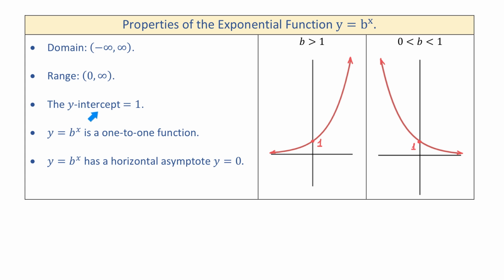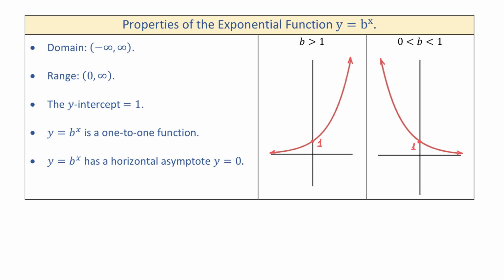Next, the y-intercept of the exponential function is equal to 1. So this means that the exponential function crosses the y-axis at 1. And this is because when we raise the base b to exponent 0, we will get 1. So on the graph, when x is 0, y is 1.